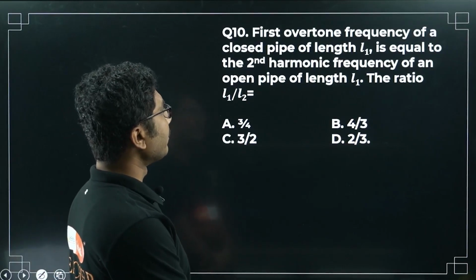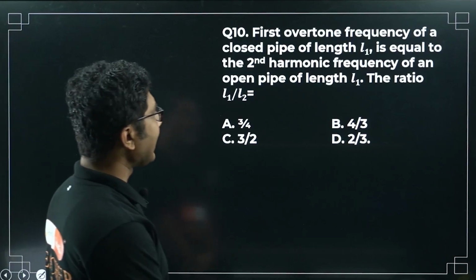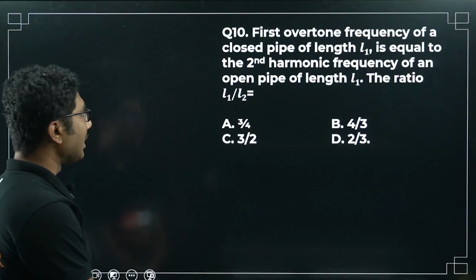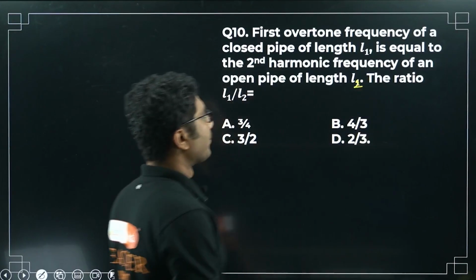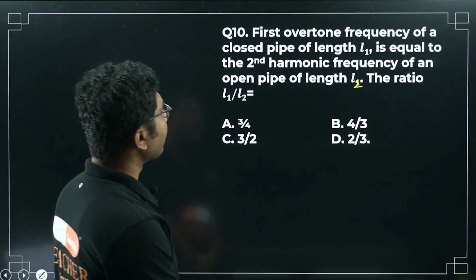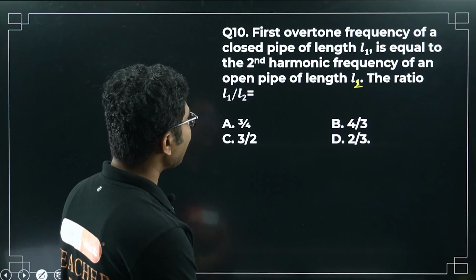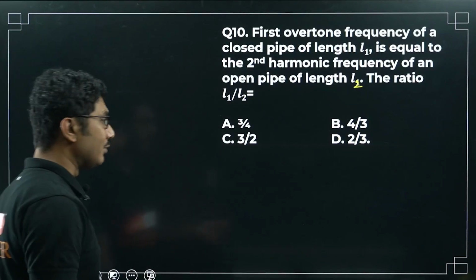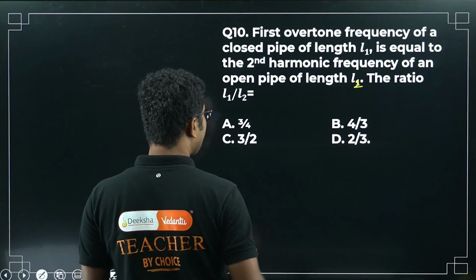The first overtone frequency of a closed pipe of length L1 is equal to the second harmonic frequency of an open pipe of length L2. The ratio of L1 by L2. This is L2, sorry. So the first overtone frequency of a closed pipe of length L1 is equal to the second harmonic frequency of an open pipe of length L2, the ratio of L1 and L2. This is slightly not difficult, but you have to draw the diagram, that's it.